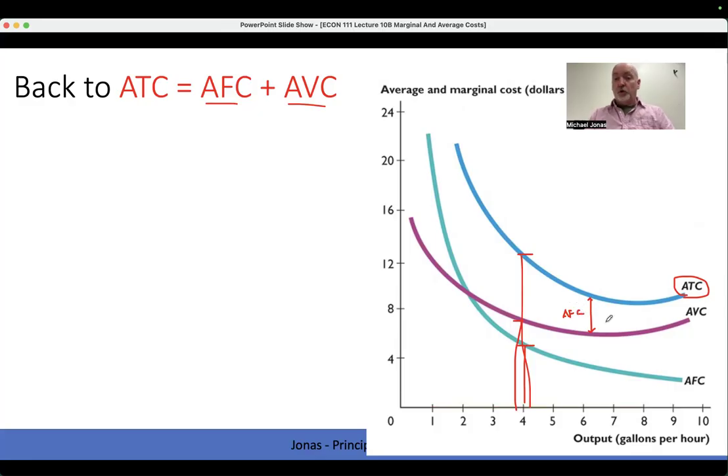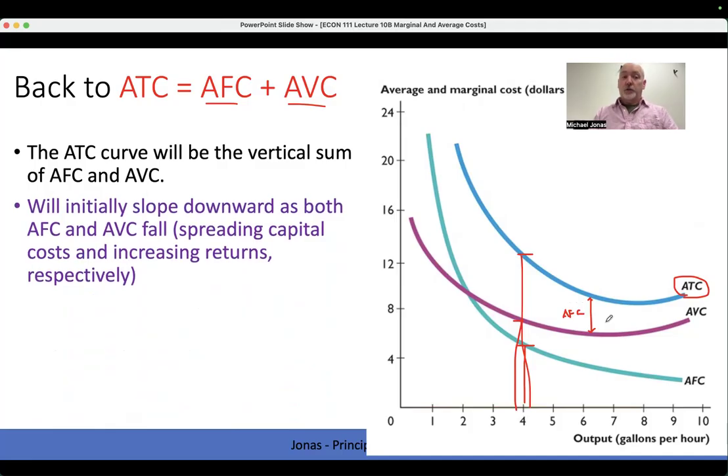So we notice two things, right? With that average total cost curve, it's initially going to be sloping downward because both of its components are sloping downward. Average fixed cost always sloping down, and we're at the initial increasing returns component of the average variable cost. So they're both going to be coming down. So it's going to start at a really high level, but then start to come down.